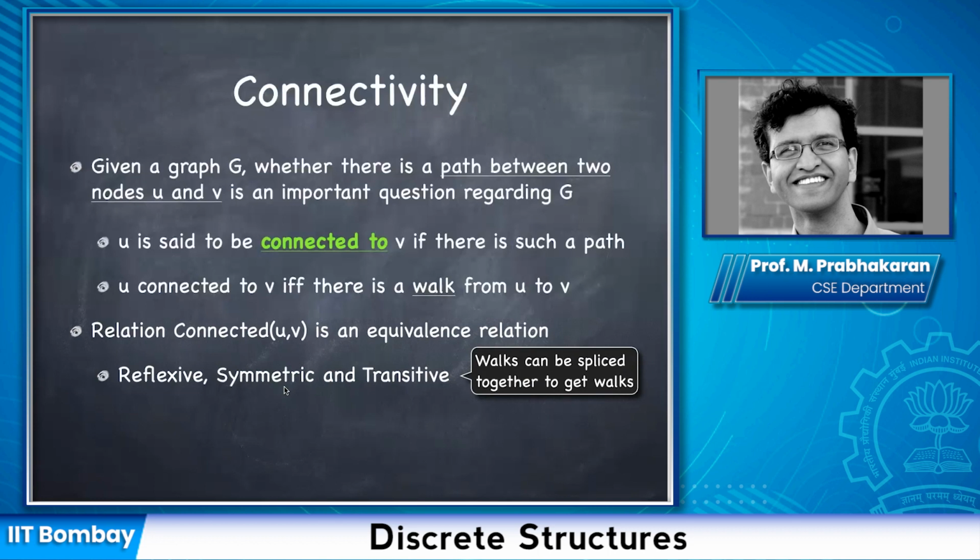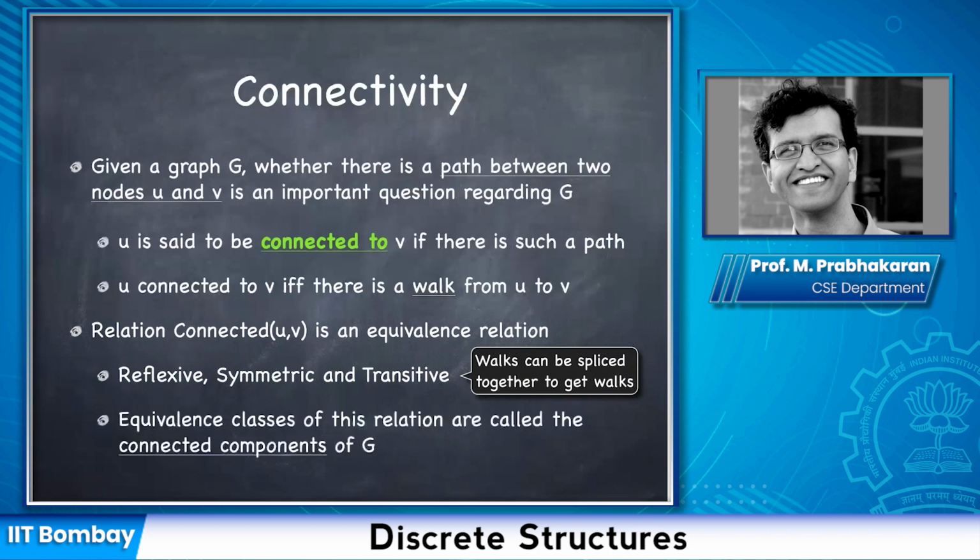Okay, so it's an equivalence relation, and you could talk about the equivalence classes of an equivalence relation. The equivalence classes of the connected relation are called the connected components of G. So the graph is partitioned into connected components such that within each connected component, you can go from any node to any other node using a walk or a path.